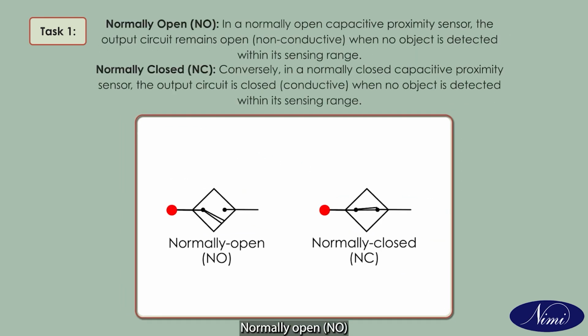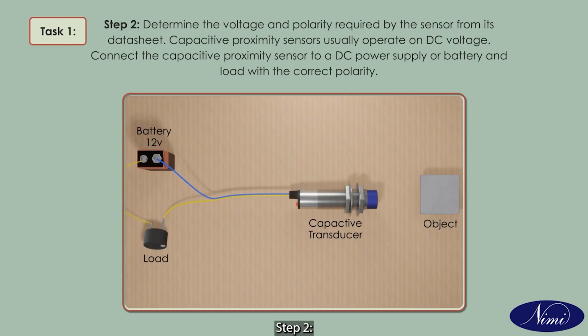Normally open NO. In a normally open capacitive proximity sensor, the output circuit remains open, non-conductive, when no object is detected within its sensing range. Normally closed NC. Conversely, in a normally closed capacitive proximity sensor, the output circuit is closed, conductive, when no object is detected within its sensing range. Step 2. Determine the voltage and polarity required by the sensor from its datasheet.